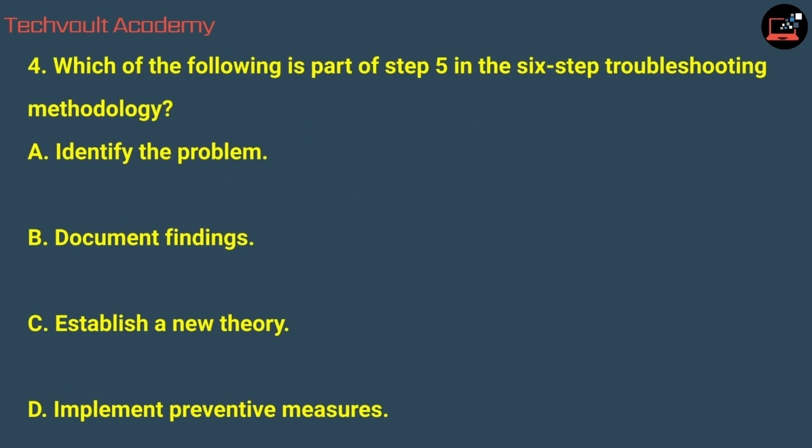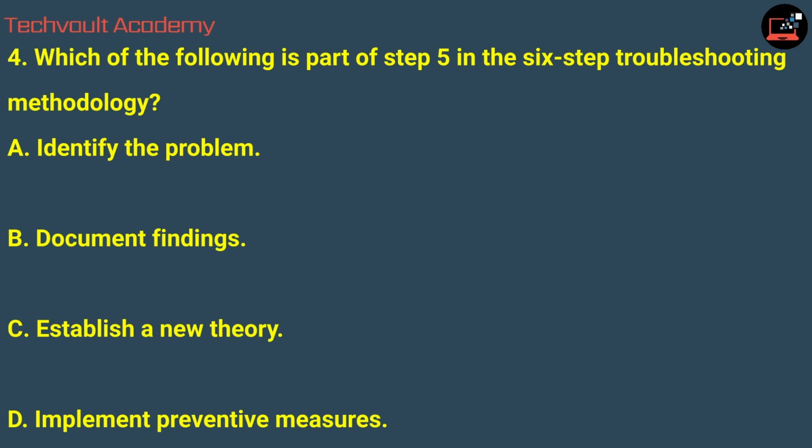4. Which of the following is part of step 5 in the 6-step troubleshooting methodology? A. Identify the problem. B. Document findings. C. Establish a new theory. D. Implement preventive measures.